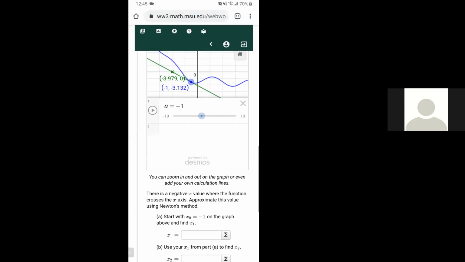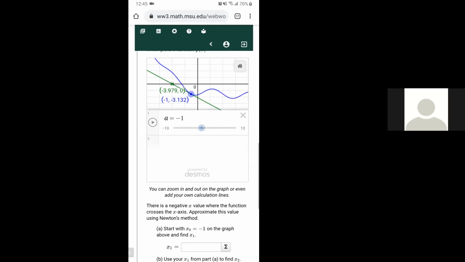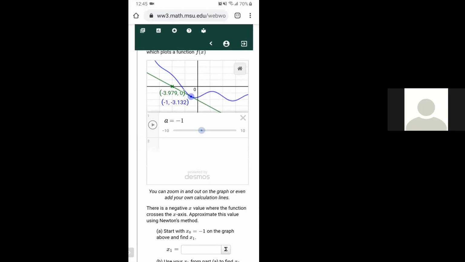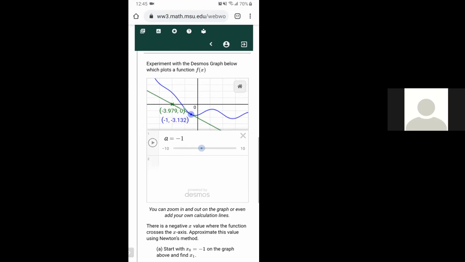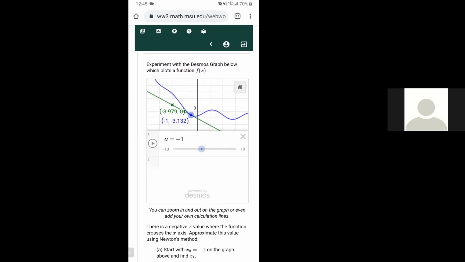I didn't explain how the formula for Newton's method was derived, but here's where it comes from. You first draw the tangent line. You start with the first point, and in this case, it's -1. You start with that point, and then you draw the tangent line at that point. The green line is just the tangent line, right?